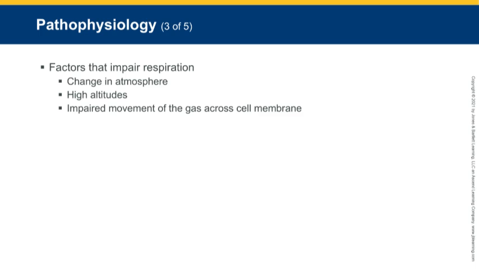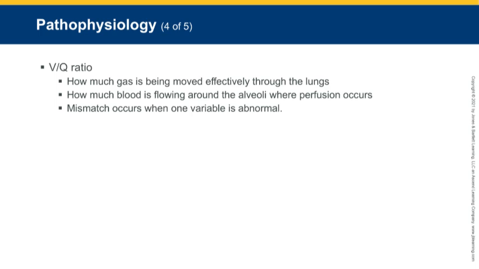Factors that impair respiration include changes in the atmosphere, high altitudes, and impaired movement of gas across cell membranes. The V/Q ratio measures how much gas is being moved effectively through the lungs and how much blood is flowing around the alveoli, where perfusion occurs. A mismatch occurs when one variable is abnormal.